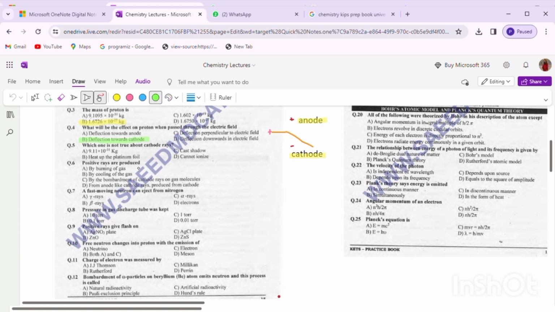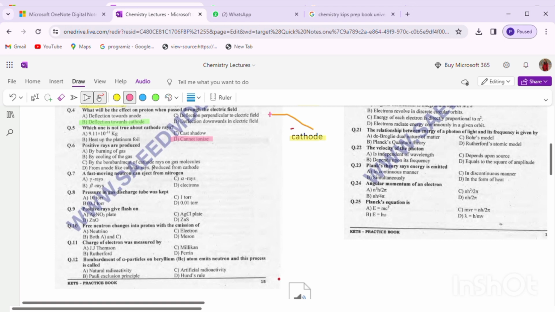Heat up the platinum foil, of course, electron has the power, or cathode ray has the power to heat up the platinum foil. D, cannot ionize. We have read the property of the cathode rays, in which I have explained in very detail that cathode rays can ionize, right? Here they are asking cannot ionize. So of course our D is the wrong option, because we know that electron can ionize. Cathode rays can ionize, right?